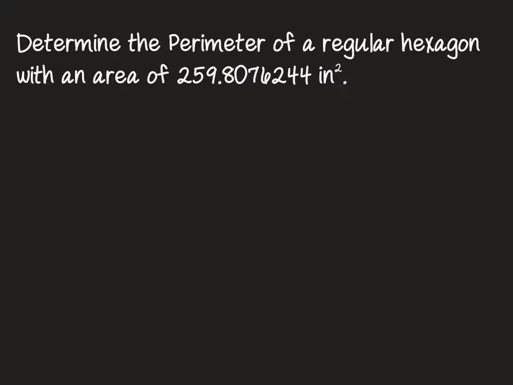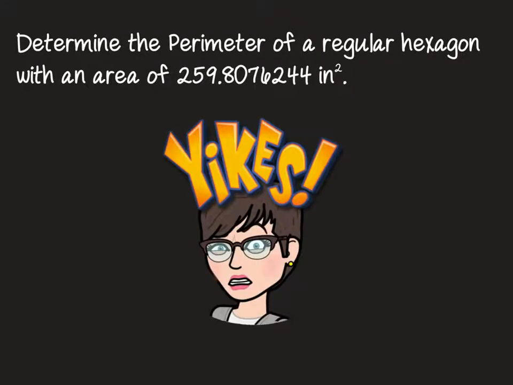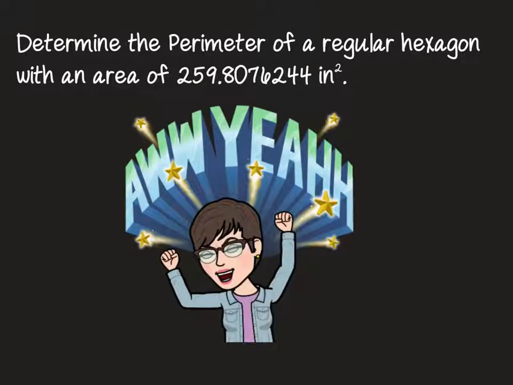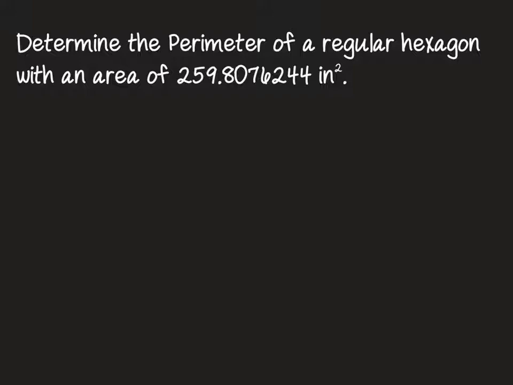In this example, we're to determine the perimeter of a regular hexagon with an area of 259.8076244 inches squared. Now I know that starting out with a crazy decimal number like that can be really intimidating, but this example is designed so that the answer will work out to a nice whole number for us. So the area actually has to start out in this kind of format for us to have that nice integer answer at the end. Now, that's not always the case. We cannot assume that because we start out with a big decimal number, we're going to end up with a nice whole number. But like I said, that is how this example was set up.